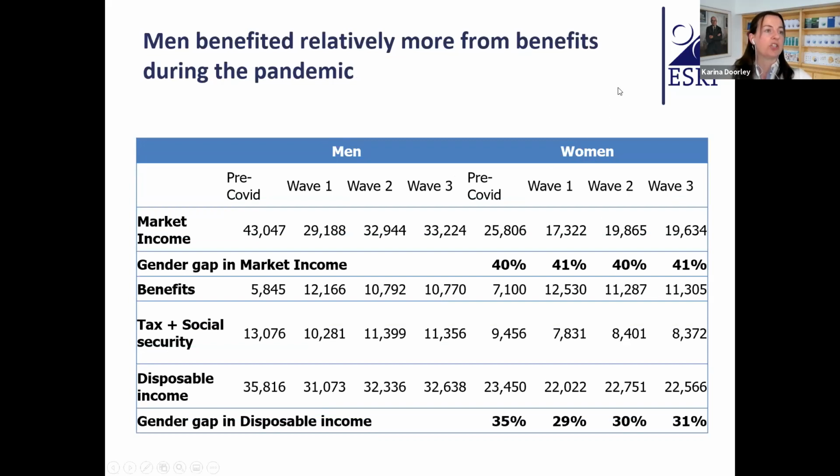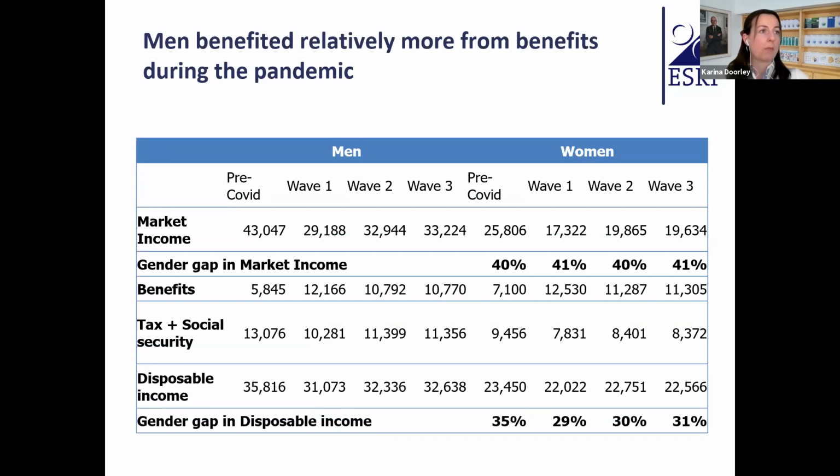So then if we look at the gender gap in market income pre-COVID, we estimate it at about 40%, and it actually didn't change that much over the course of the pandemic. So 41% in wave 1, back down to 40% in wave 2, and up to 41 again in wave 3. So that's reasonably stable, we'd say. But if you look at the gender gap in disposable income, that did change. So it went from 35% pre-COVID to 29% in wave 1, 30% in wave 2, and 31% in wave 3.